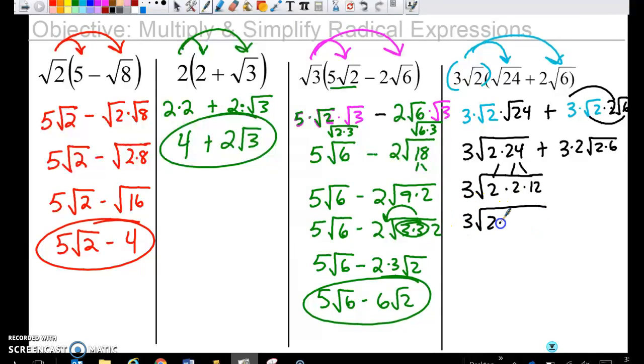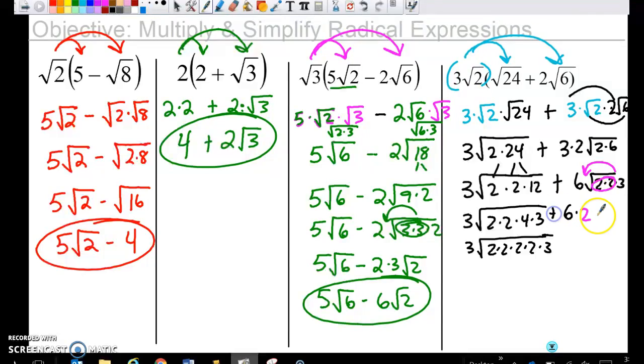I'm just going to focus on the left side for now. 4 times 3, 3 times, and then again 2 times 2 times 2 times 2 times 3, plus, and this one's going to be 6 times 2 times 2 times 3. And I can pull out a group of 2 of the 2's here, the outside, and I have 6 times 2 square roots of 3. So it's going to be plus 12 square roots of 3.